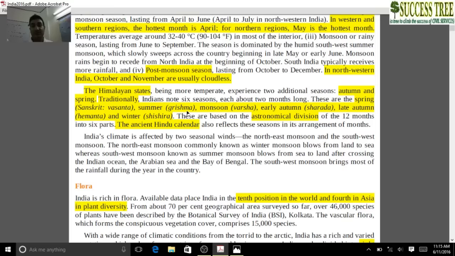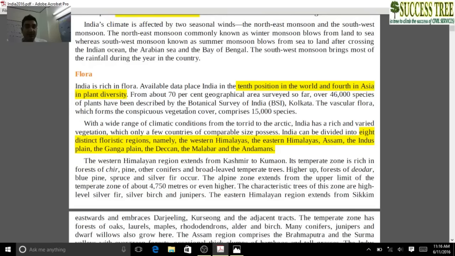You should remember all the names of the seasons: Vasant, Grishma, Varsha, Sharad, Hemant, Shishir. Vasant is the spring season, just before summer. Then Grishma, all these are Sanskrit words. Varsha means monsoon, rainfall. Sharad, early autumn. Hemant, late autumn. Shishir is the winter.